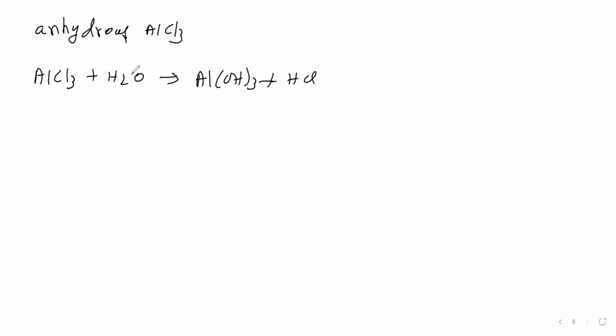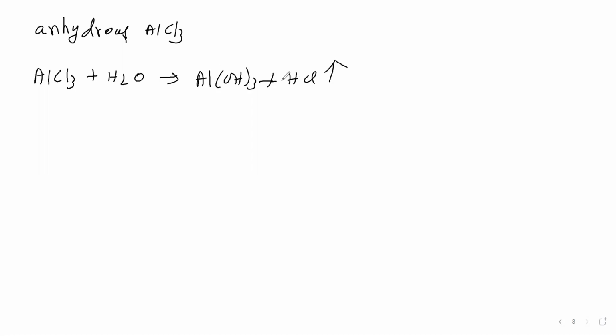Aluminum chloride with moisture, that is, moisture present in the atmospheric air. On exposure to atmospheric air, aluminum chloride takes moisture and becomes aluminum hydroxide and HCl vapors. Because of the HCl vapors, we can see HCl fumes.